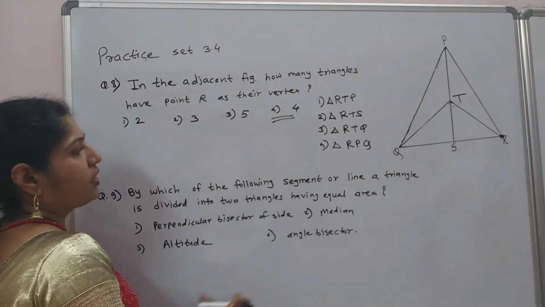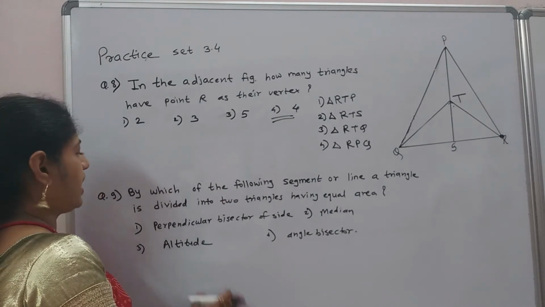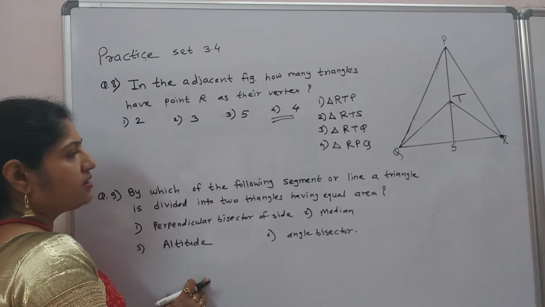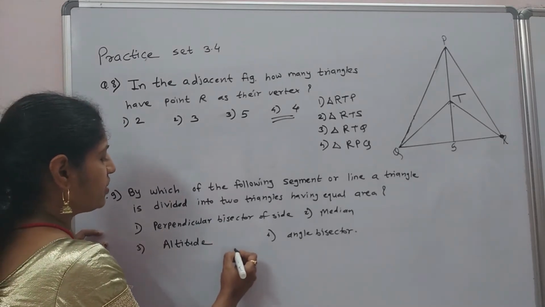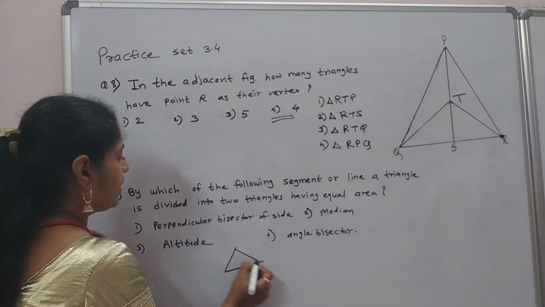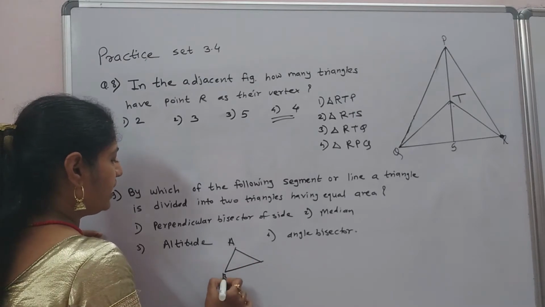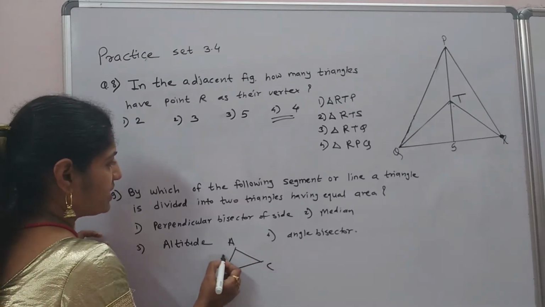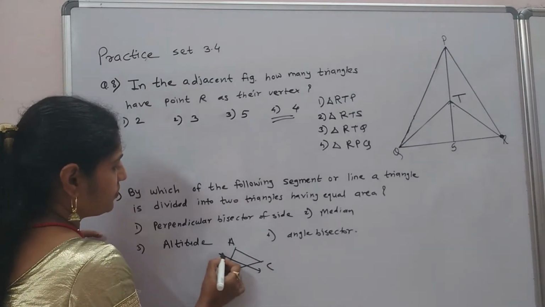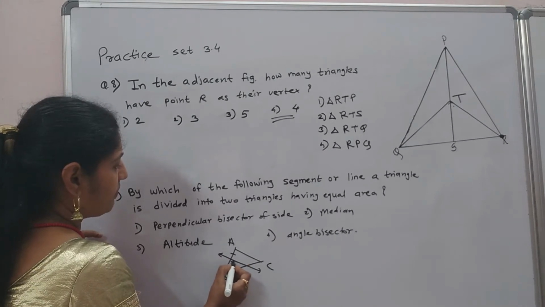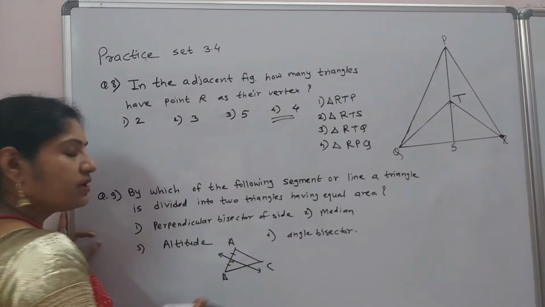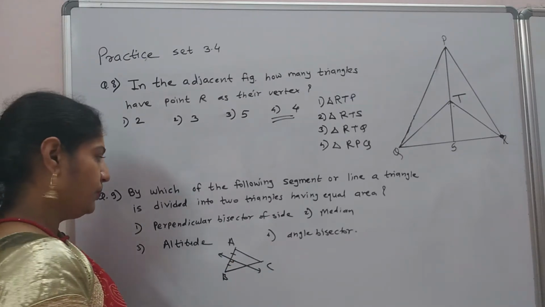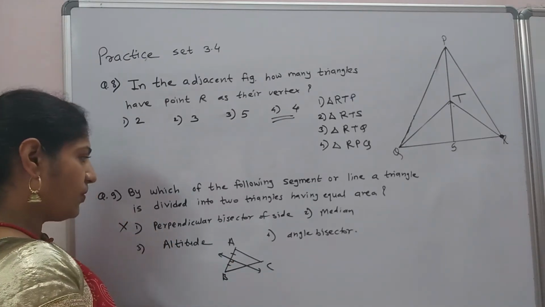By which of the following segment or line is a triangle divided into two triangles having equal area? Option 1 is perpendicular bisector of a side. If I draw a triangle and take the perpendicular bisector of the side, suppose this is the perpendicular bisector of the side AB. Now look at the figure. Is the area equal? No. So this option is wrong.